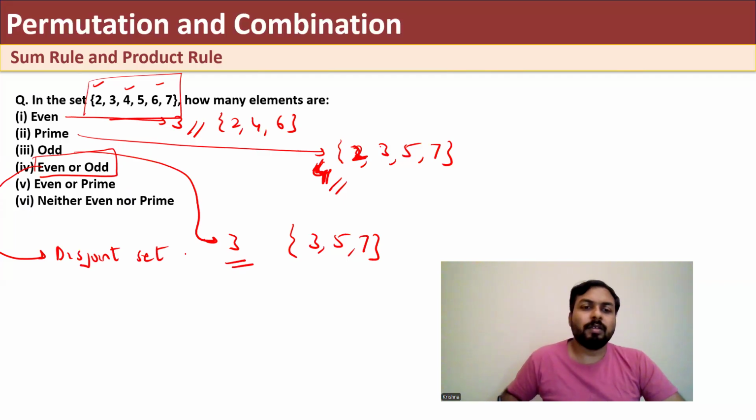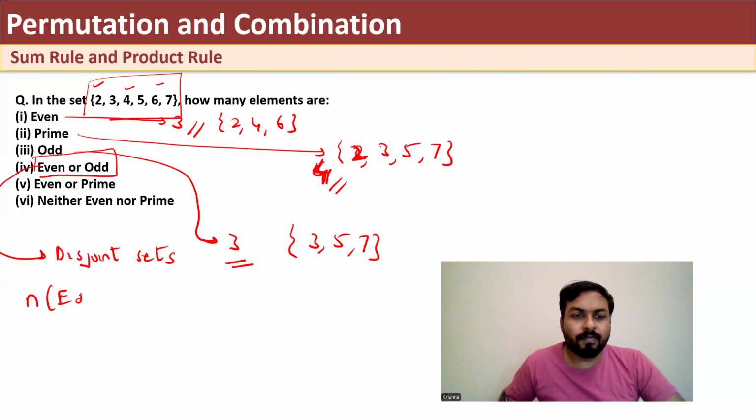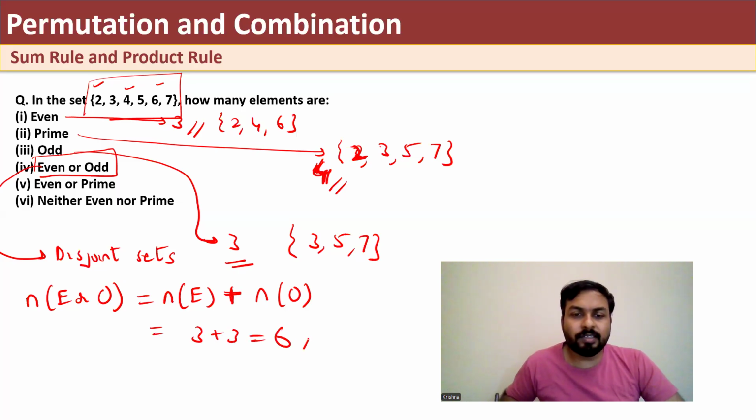Yes or no? Are they not disjoint sets? So if I have to find the number of elements which are either even or odd, that means I have to calculate the number of elements which are even, plus I have to calculate the number of elements that are odd. So which is 3 plus 3, 6 should be the answer for the fourth question.